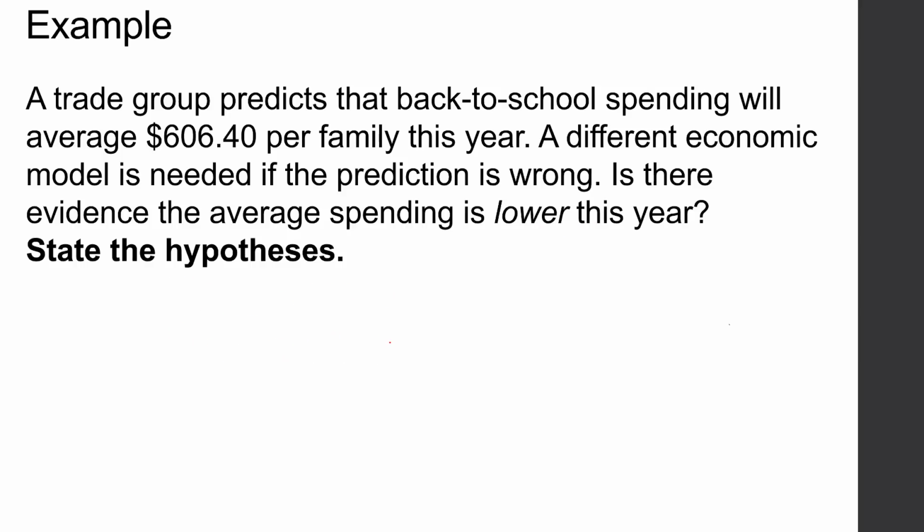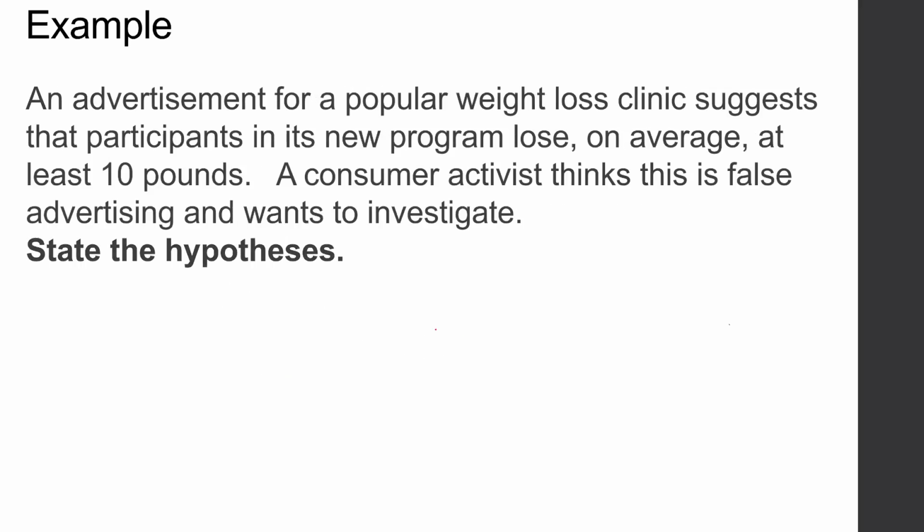All right, and another one. This time, same blurb, but we want to find out if the average spending is lower. Again, write your symbols for your null and alternative hypothesis. The null is that mu equals 606.4, and the alternative this time is that it's lower, so mu is less than 606.4. Let's move to a different example.